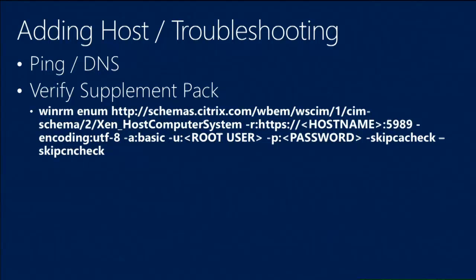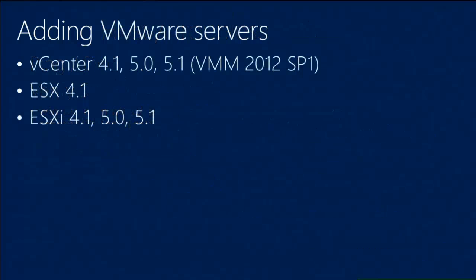Now what you see here, that line of code with WinRM, is actually the way to check whether it's installed, yes or no. So again, if you get the slides, you can copy it off and use that in your deployments. Now let's talk quickly about adding VMware servers. So what's supported? vCenter 4.1, 5.0, and 5.1. 5.1 only starting from VMM 2012 SP1. Think about that. From ESX perspective, ESX 4.1 and ESXi 4.1, 5.0, and 5.1.